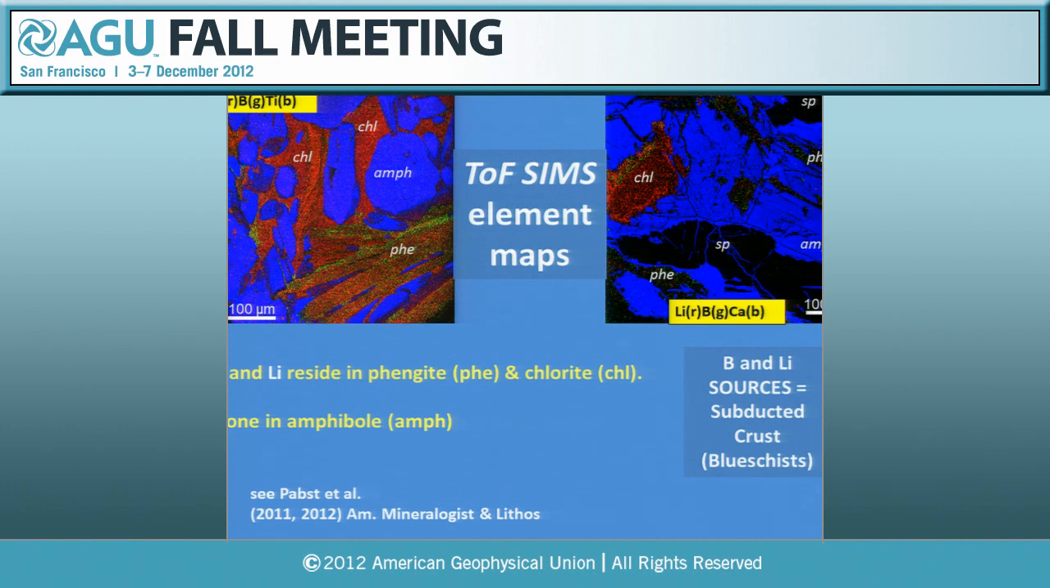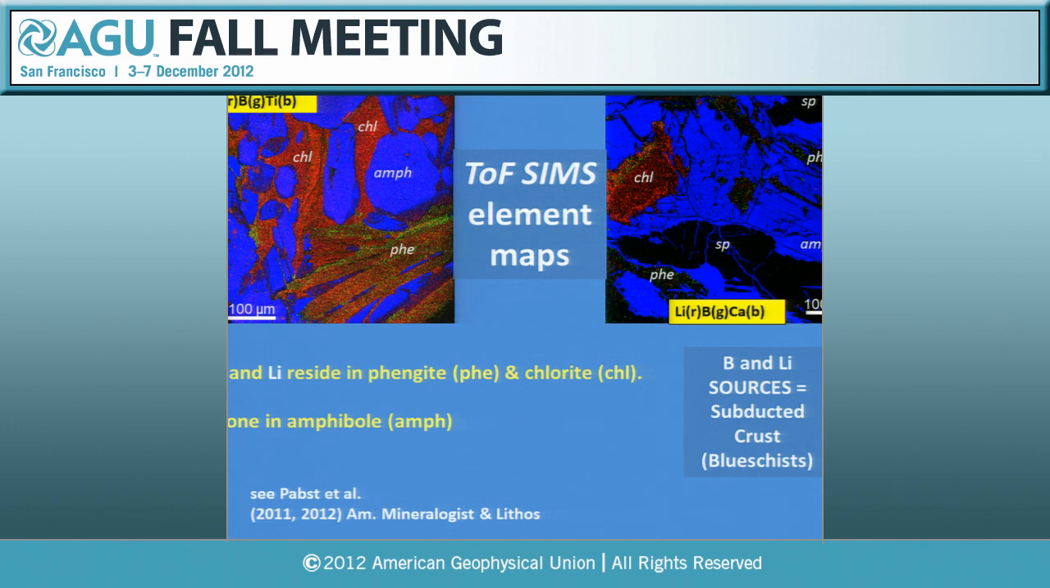As I said earlier, we have a unique position in that these serpentinized harzburgites are actually encrusted, surrounded, flowing in a matrix that contains blueschists. This is the research of Sonja Pabst, published in American Mineralogist and Lithos recently, where we used a time-of-flight SIMS instrument to map the elements boron and lithium.